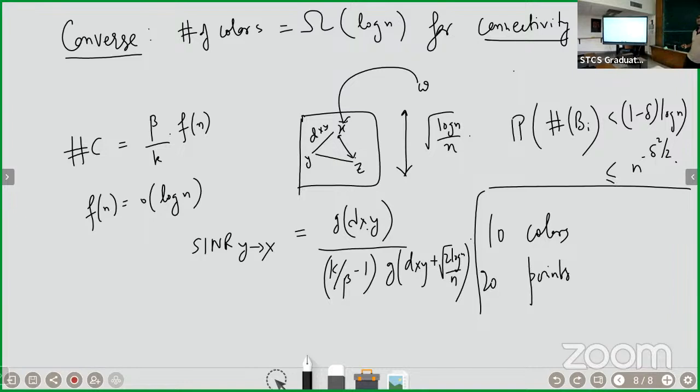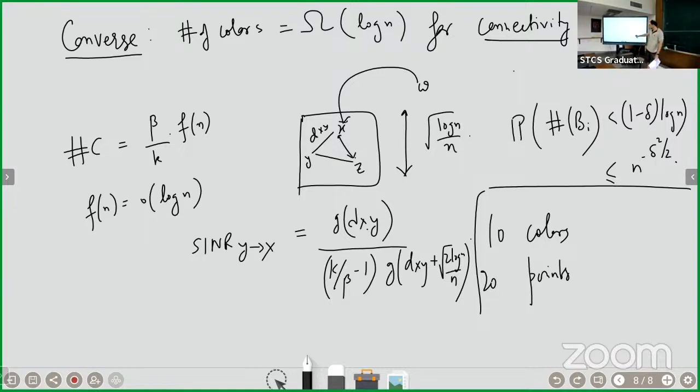The interference depends on the receiver's color. Yes. There may be some colors for which it is different. But at least there is one such bad node. See, connectivity is a very strict requirement. Everybody should be connected. I can always find one X for which there are so many people sharing the same color. I'm not saying for every single person, but I can always find one X for which the number of nodes sharing the color is at least kappa by beta.